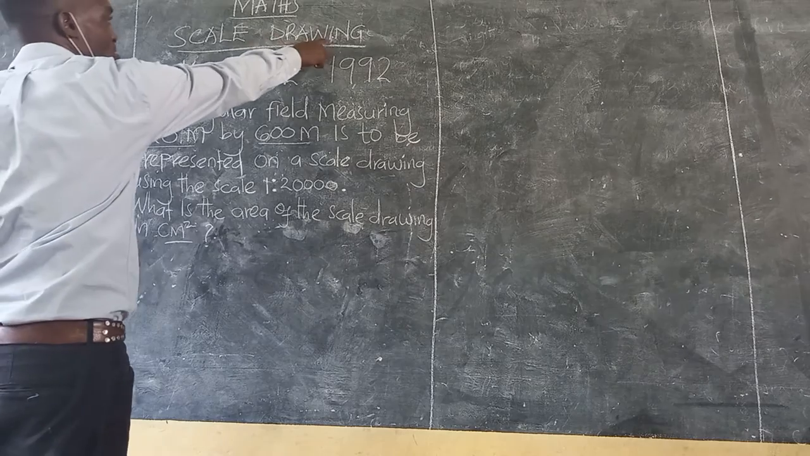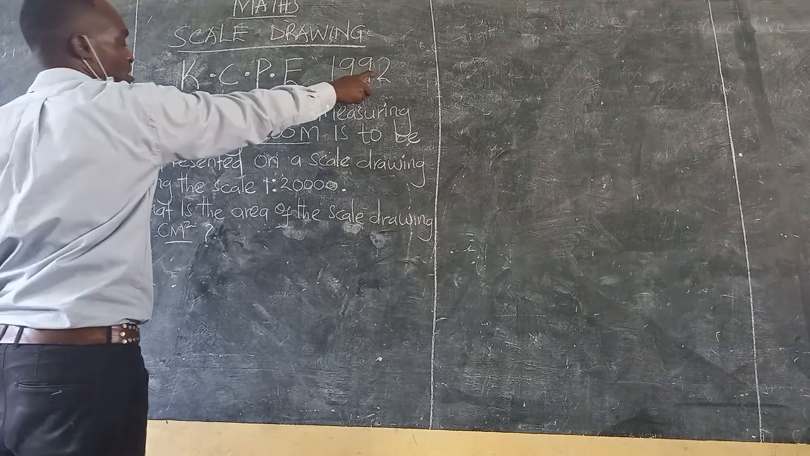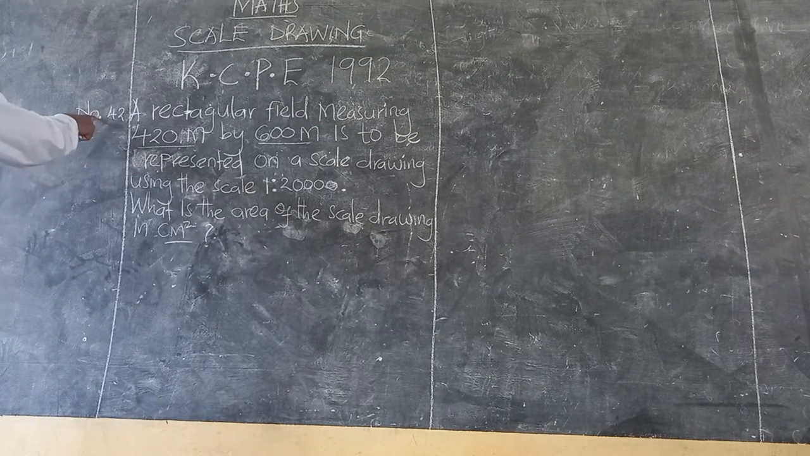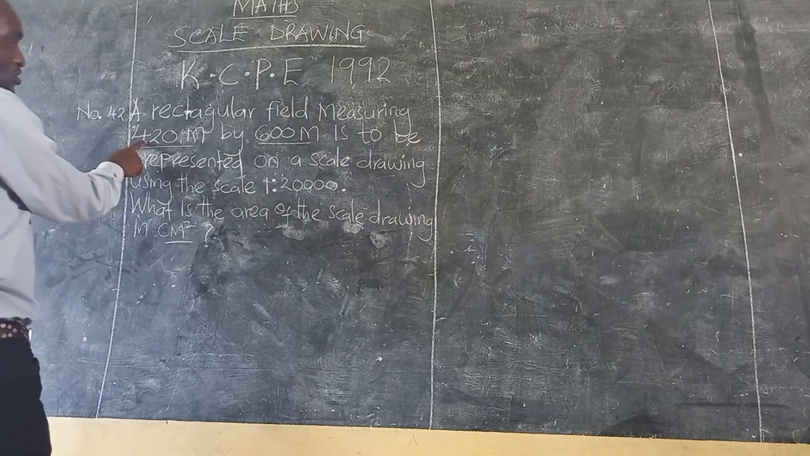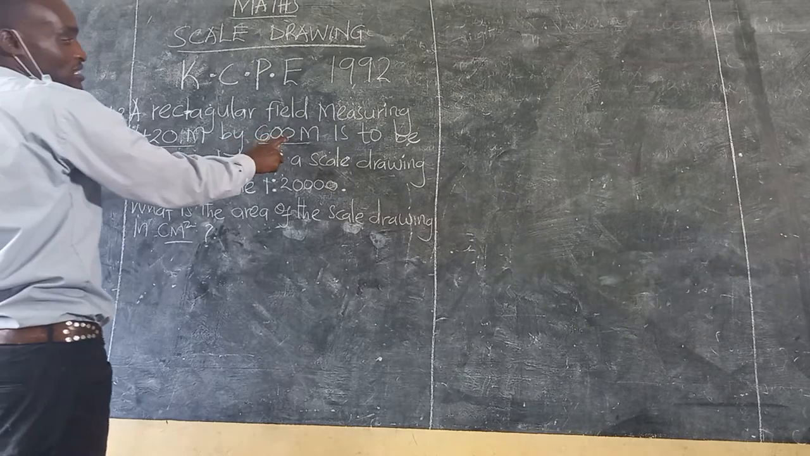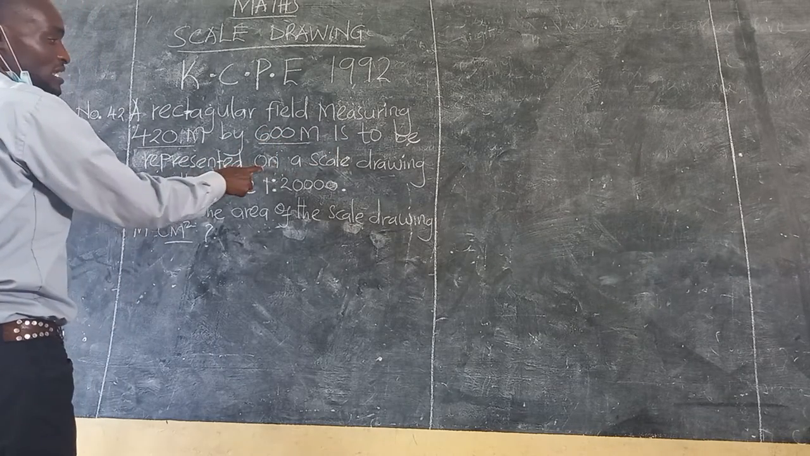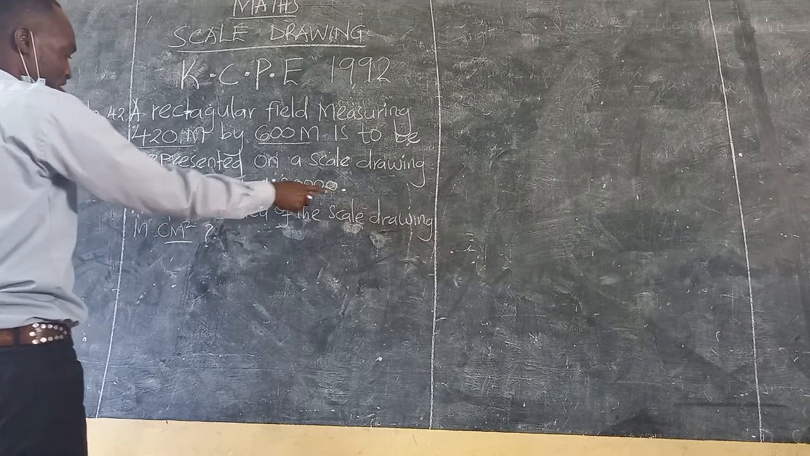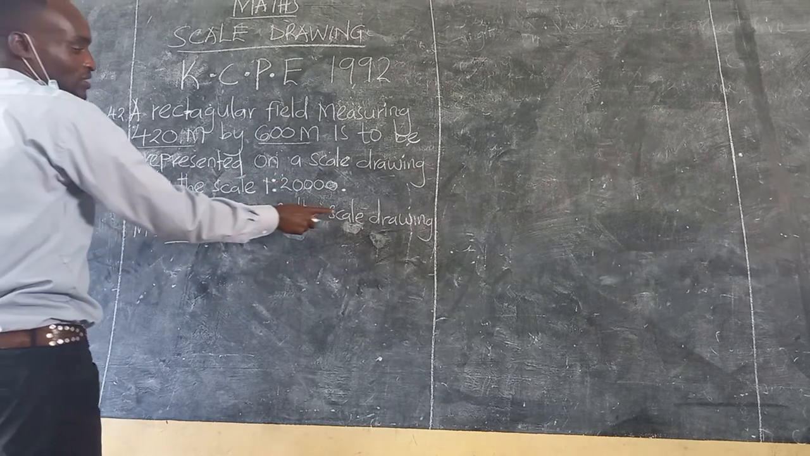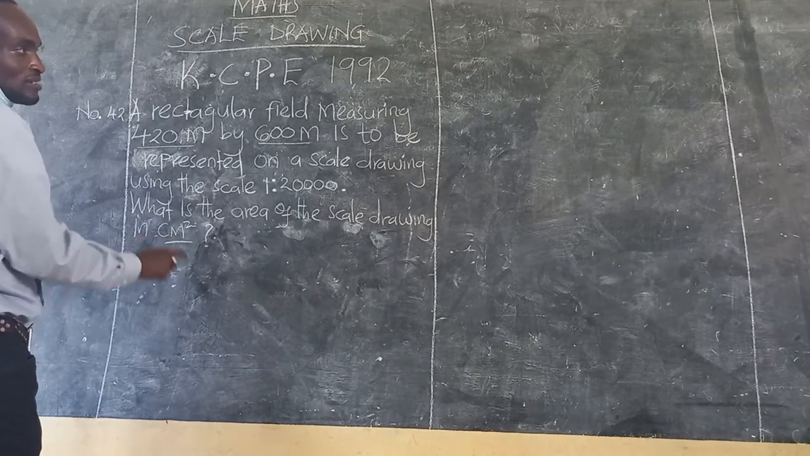The topic is scale drawing, KCP 1992. Question number 42. A rectangular field measuring 420 meters by 600 meters is to be represented on a scale drawing using the scale 1:20,000. What is the area of the scale drawing in square centimeters?